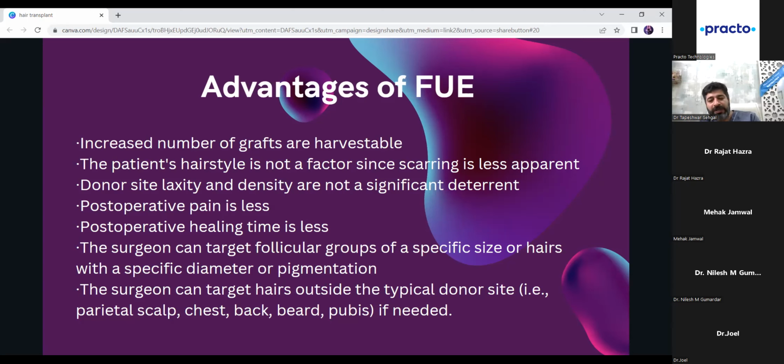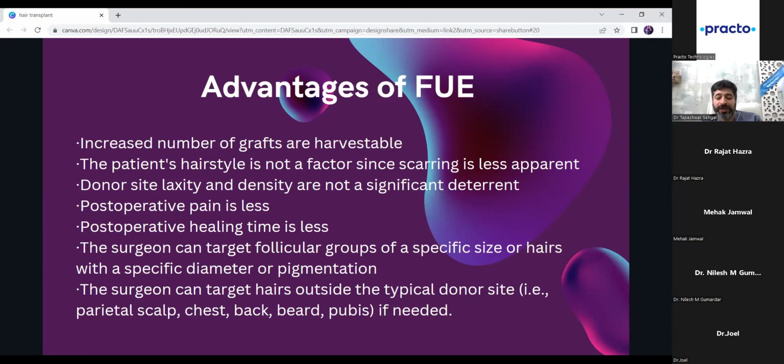We are using beard as a donor area routinely, and in some cases we are using even the chest area as donor area. This has given us the possibility of going in for a second and even third hair transplant. Even a person with grade 7 Norwood classification, who had no choice before, now, because of FUE, has a wide variety of donor area.